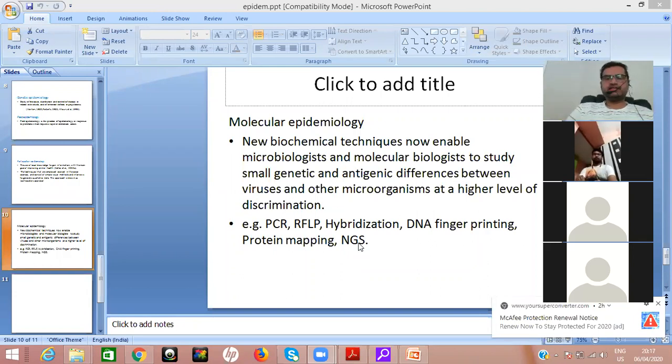So NGS, the full form is next generation sequencing. It is a technique to sequence the DNA or RNA of a sample. The other details you can get from Ajit sir, technology.